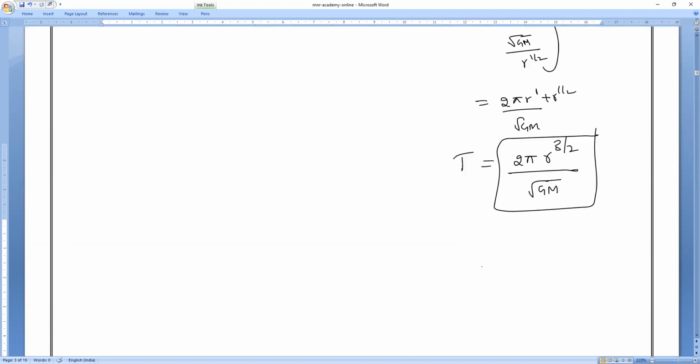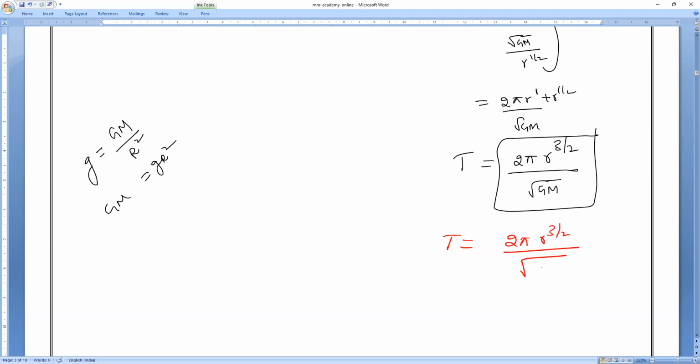Now from the acceleration due to gravity, g is equal to capital G into capital M divided by r square, so GM is equal to g r square. Am I right, everyone? Do you understand? Now I will replace GM, placing 2 pi into r power 3 by 2 divided by root over g r square.